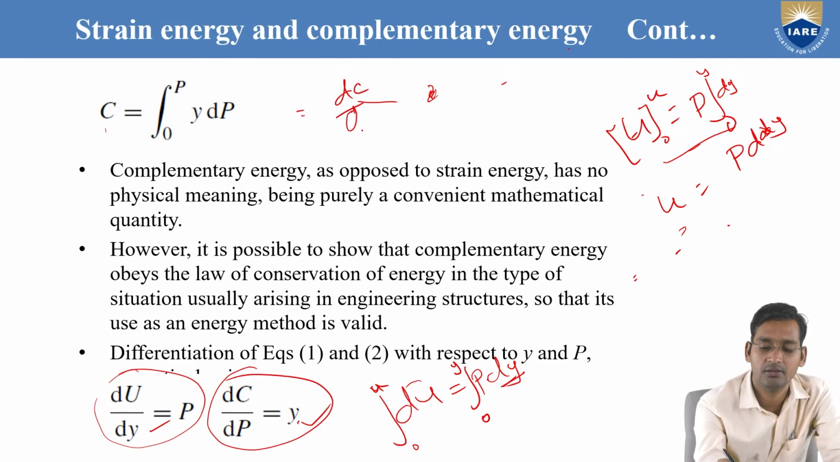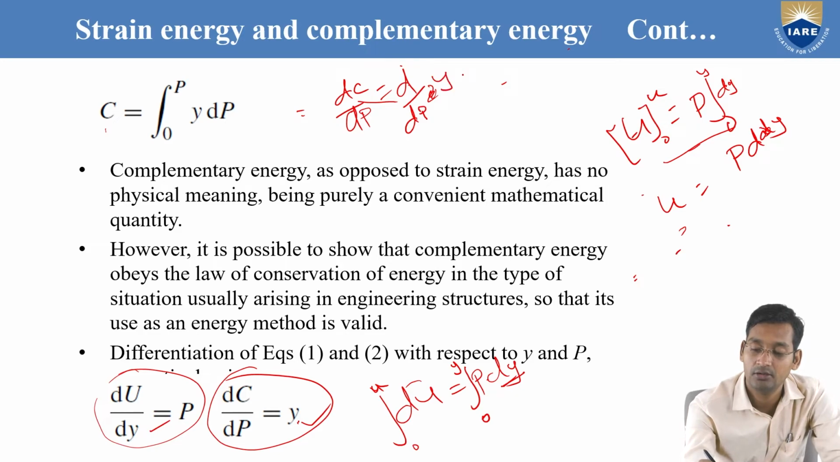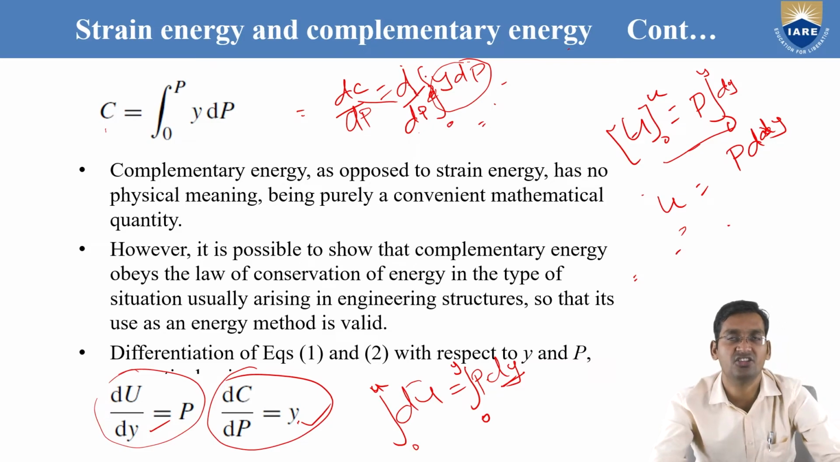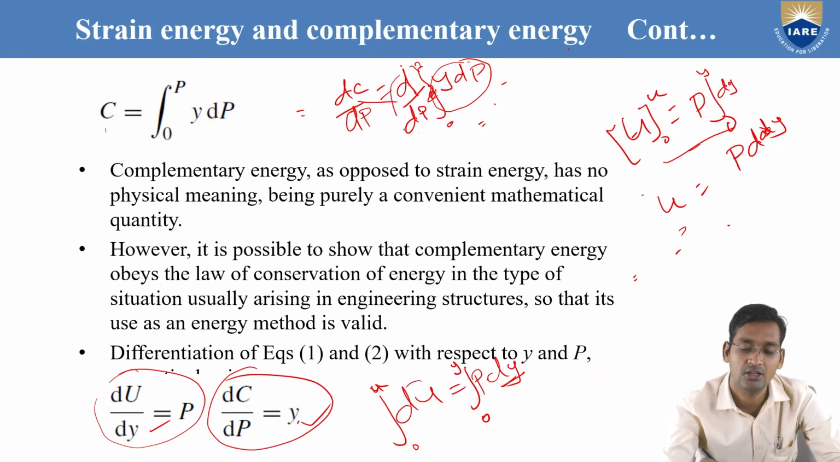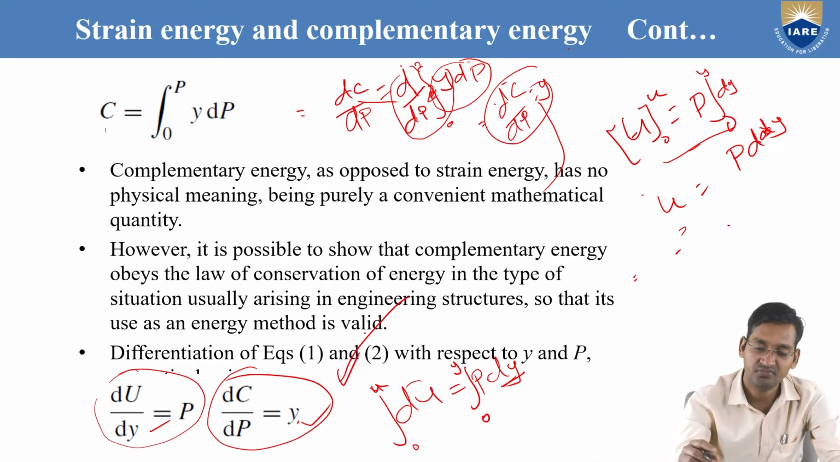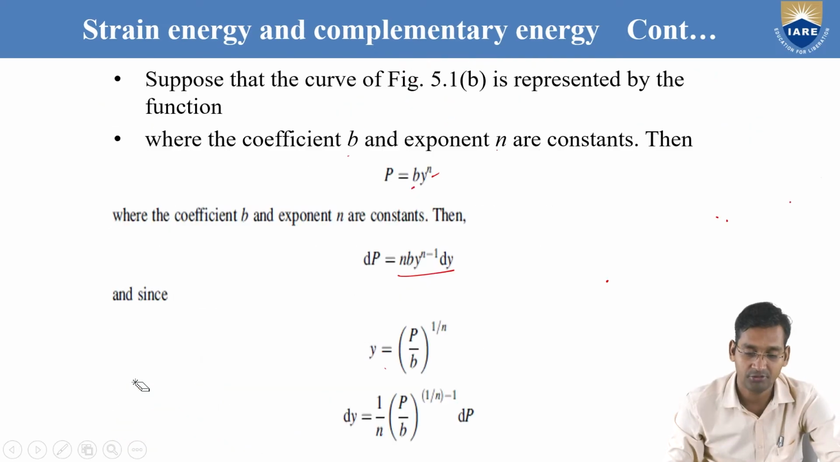Similarly for C, simply differentiate it. What will you get? dC by dP equals the differentiation of the integral of y dP with respect to P. The differentiation of this will simply be y, because integration and differentiation are reciprocal, so they cancel. So dC by dP will give you y, and that is here. Clear?